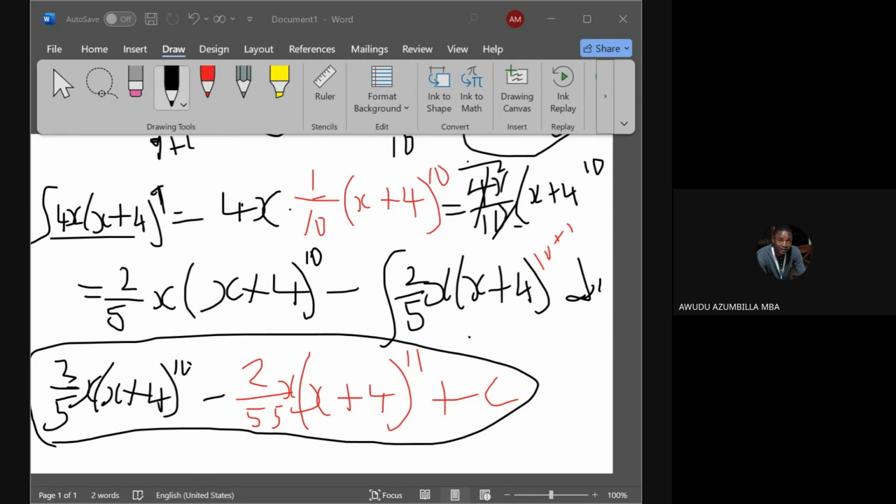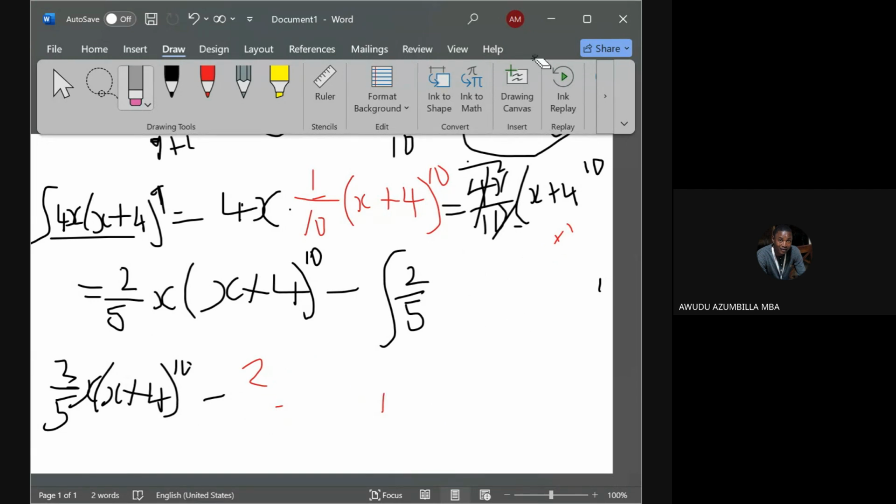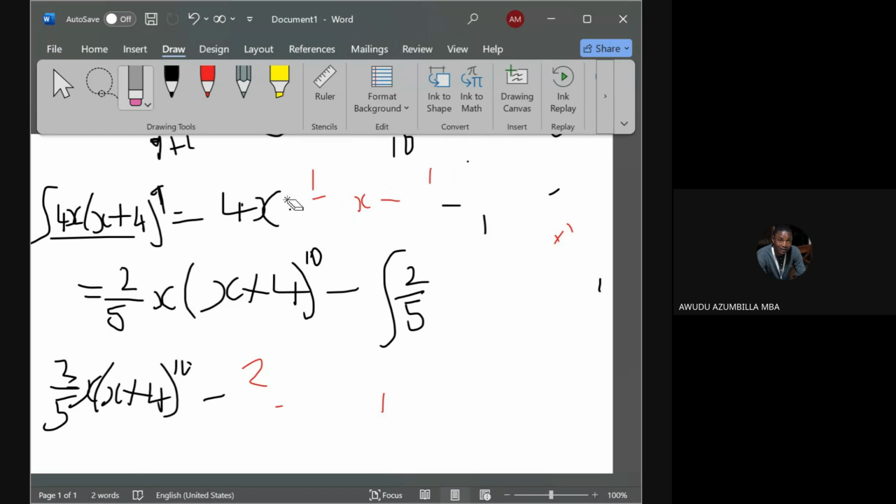Let's quickly look at another example. There's another example there. I'm just going to copy it and bring it there so that we look at it. Let's look at another example on how to do the integration by parts.